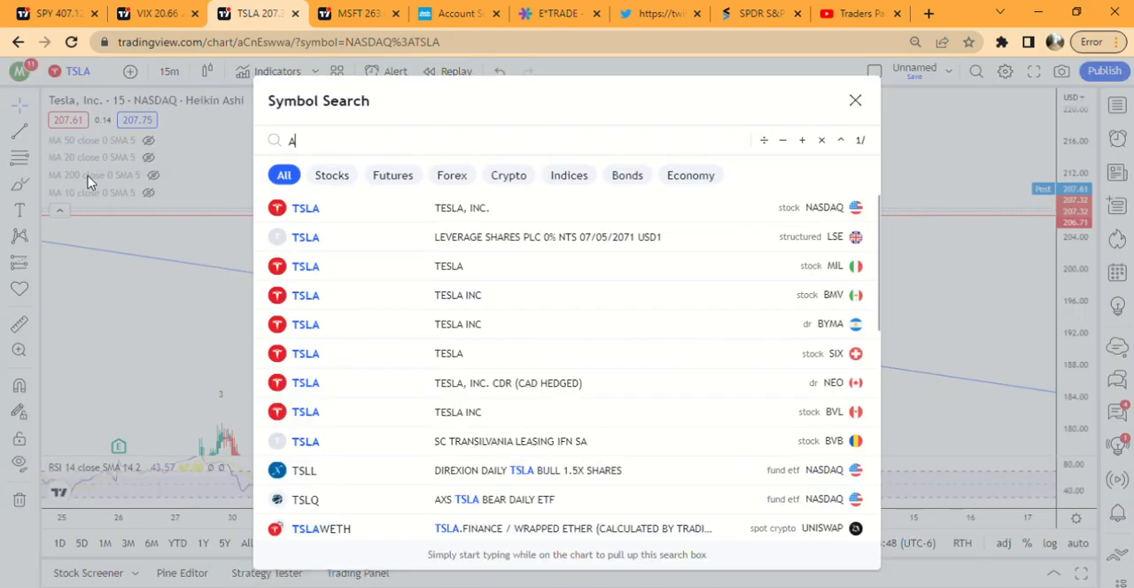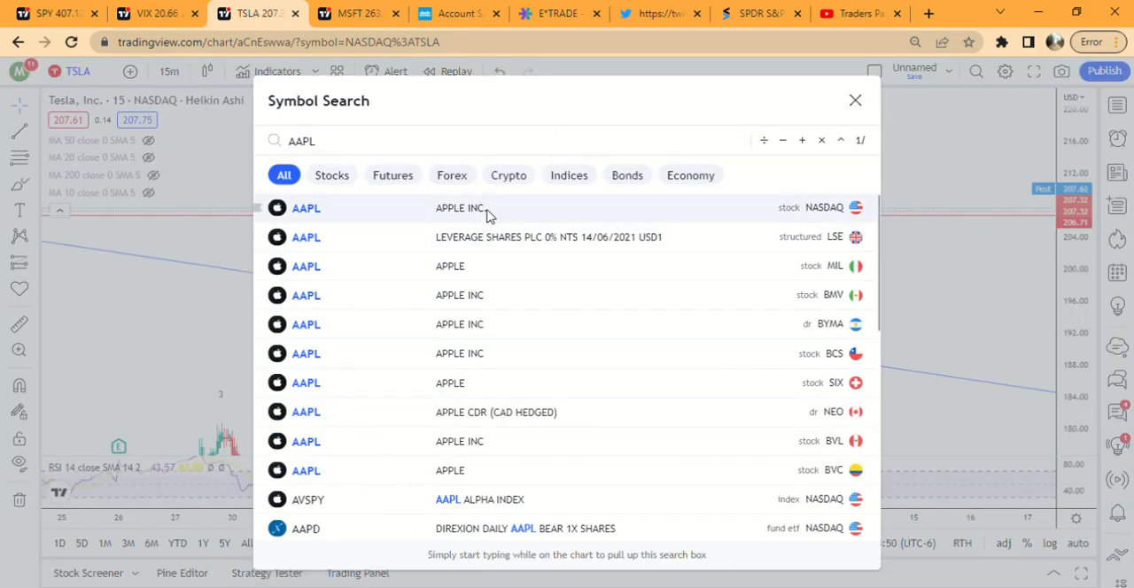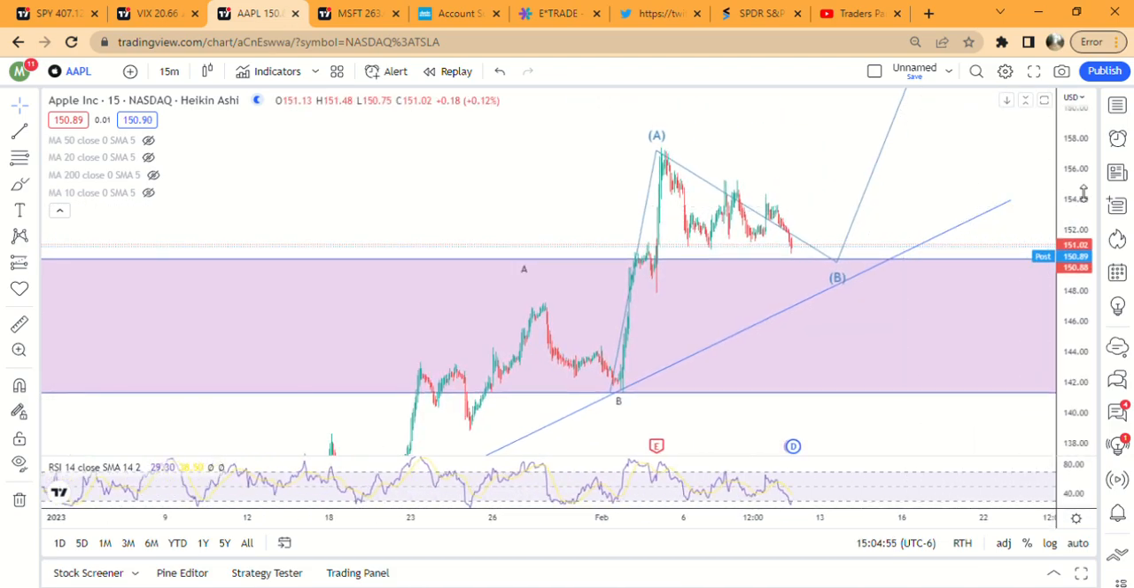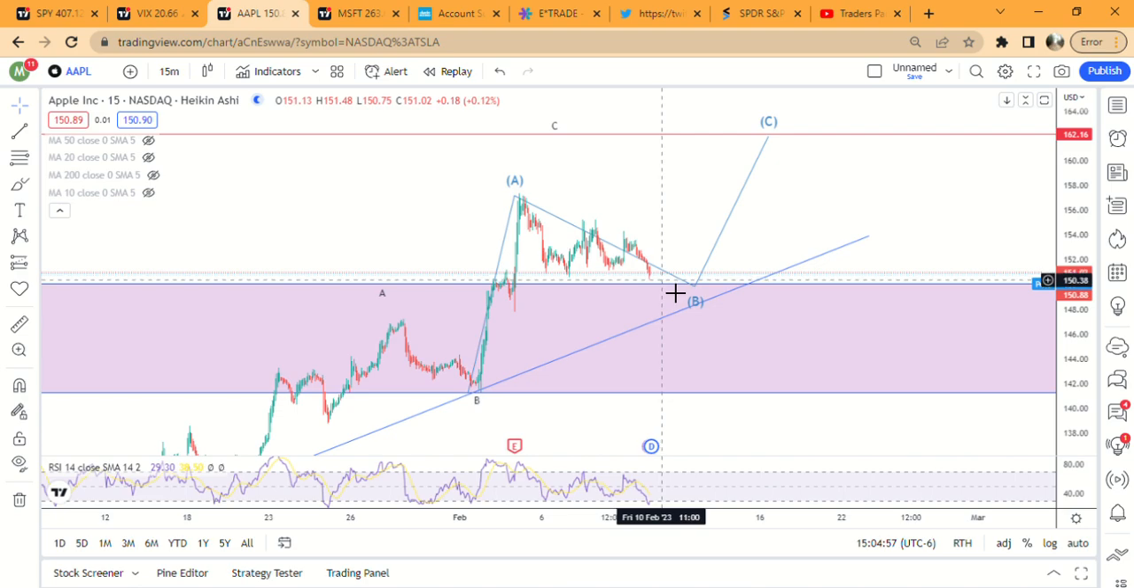Did we jump the gun too quick? Is this not the top yet? We have to sit through more pain. And then Apple, again, looking corrective. Looks like it needs one more move higher.